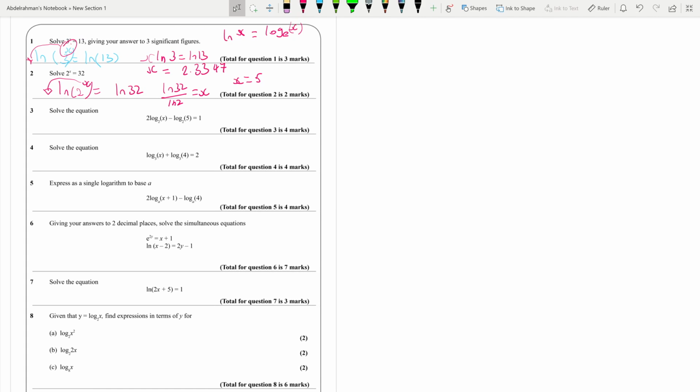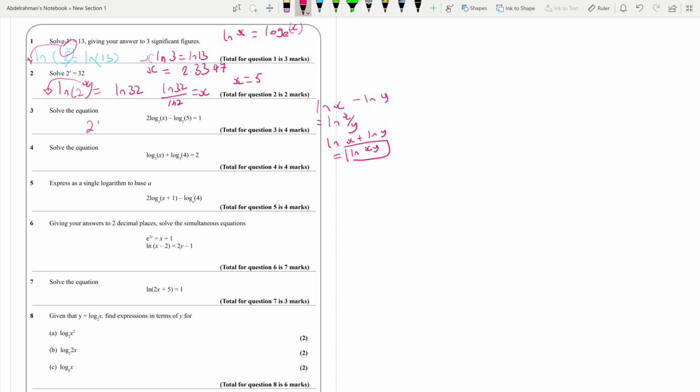Okay, so now we'll solve this equation, and if you already know the logarithm rule, ln x minus ln y, for example, you will know that this can be written as ln x over y, and if you have ln x plus ln y, that is the same as ln xy. It's just the rule, so you have to kind of memorize it.